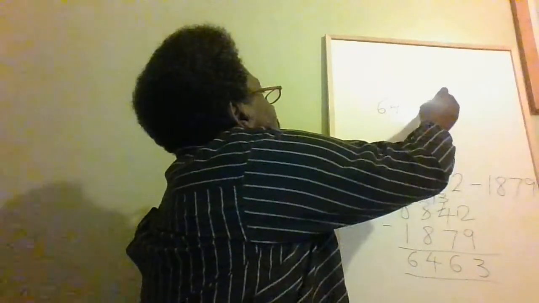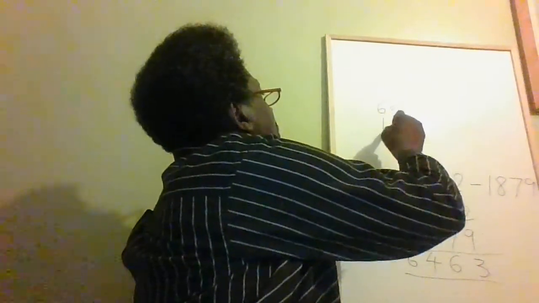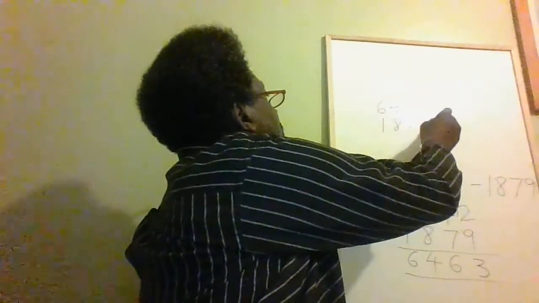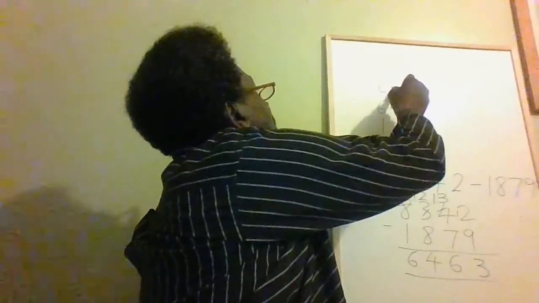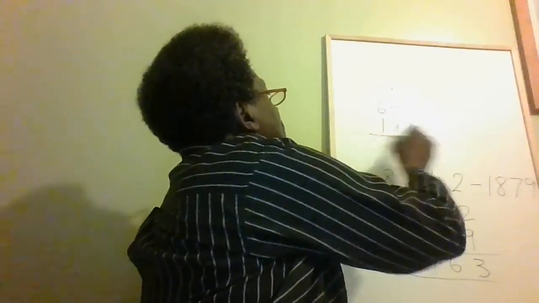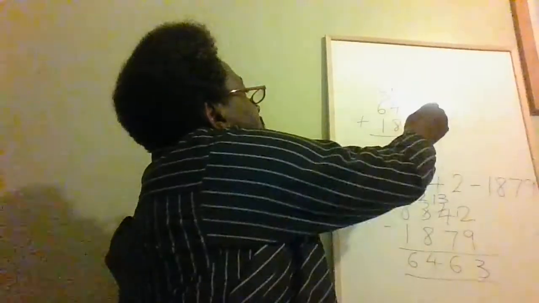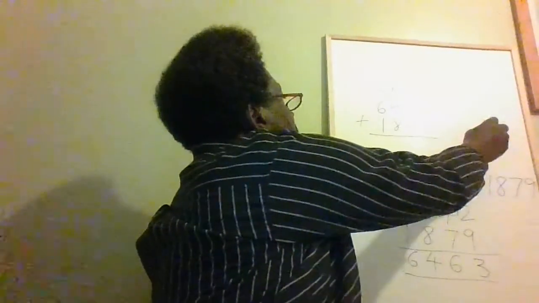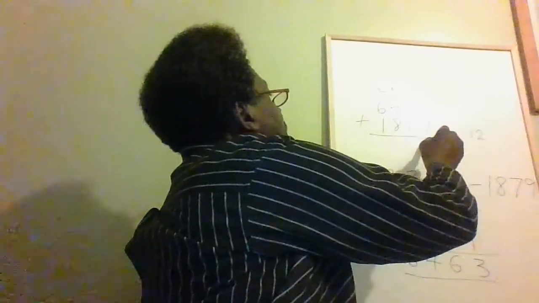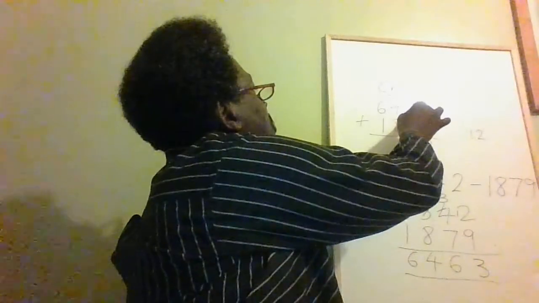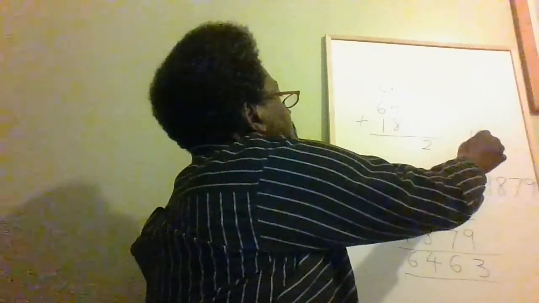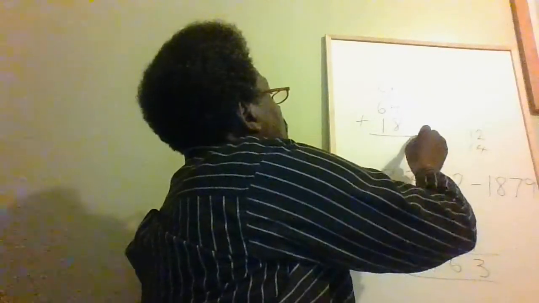6,463. Remember, with addition, it doesn't matter which one you put on top. Then you have 1,879. So let's just put check here to show that all we are doing now is checking. And then you put a plus over here. 3 plus 9 is 12. You write the 2 of the 12 over here. Put that one up there. 1 plus 6 is 7. 7 plus 7 is 14. Put the 4 of the 14 over here. Put that one up there.